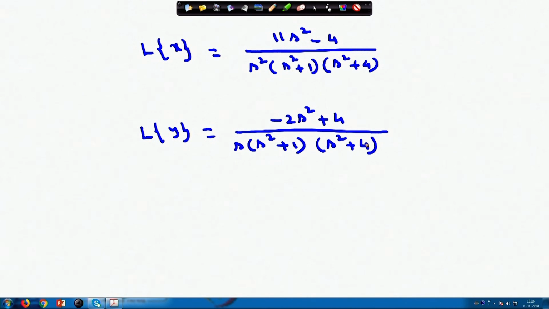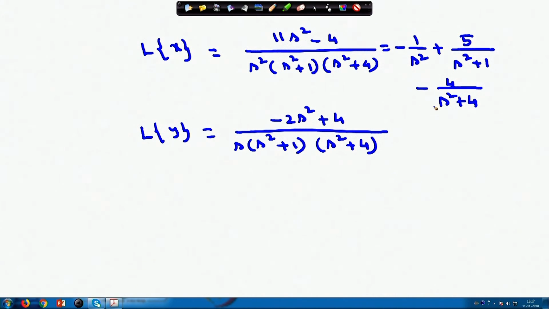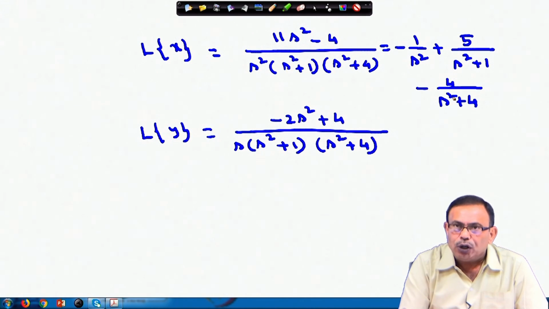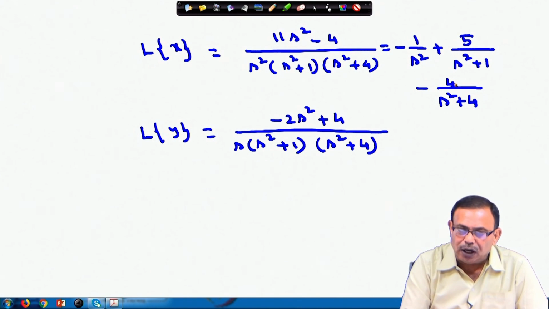Now Laplace transform of x and Laplace transform of y can be broken. If you break it, this will become minus 1 by s square plus 5 by s square plus 1 minus 4 by s square plus 4. Please note that I am not explaining all these things, because these things have already been covered earlier. So, please check whether the calculations are correct or not. We have to break it because, as I told you, in the denominator there must be only one term always, so that I can obtain the inverse Laplace transform very easily.